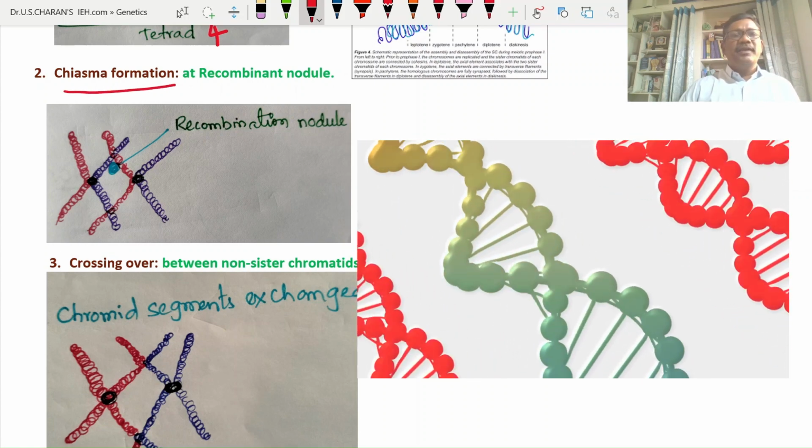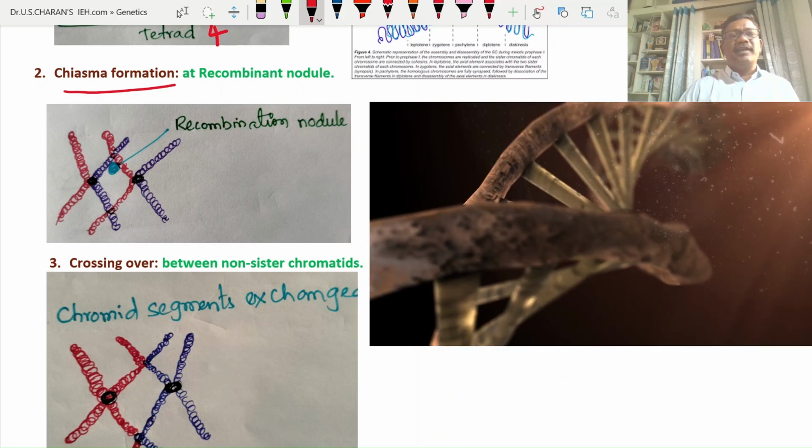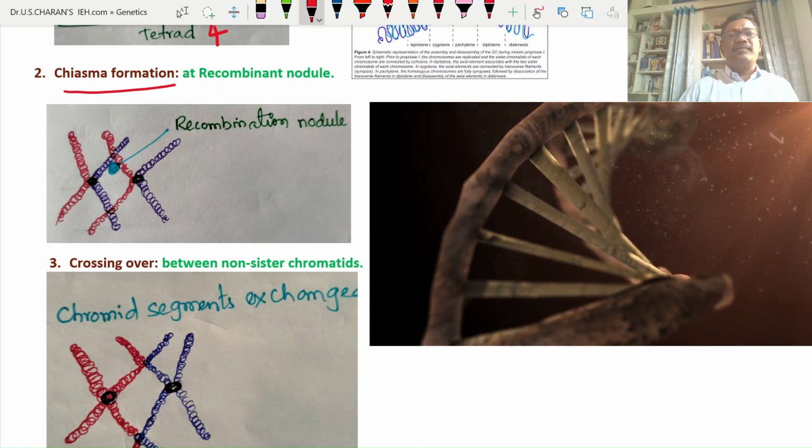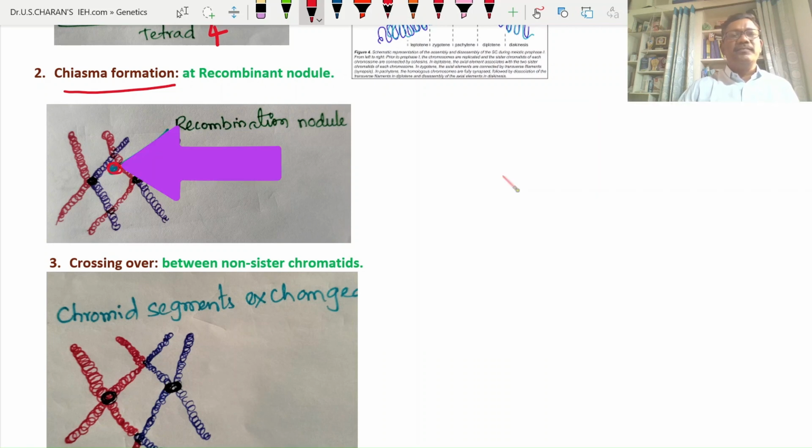Chiasma means attaching the non-sister chromatids at a particular region. That is the chiasma formation. This chiasma is formed at the recombinant nodule. This is the synaptonemal complex. At the middle line, the recombinant nodule is present, that is containing different enzymes. At this region, actually, the chiasma is forming. Means at this region, the crossing over is going to take place.